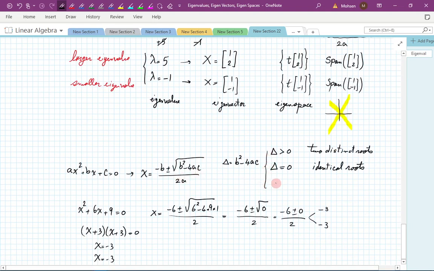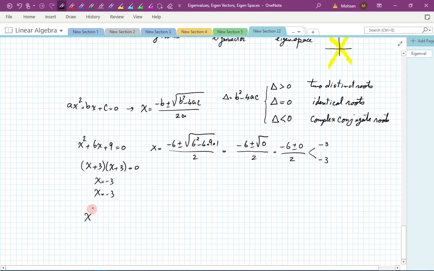Or what's the third situation? What if this was negative? Well, I will have a negative under the radical, I'll have complex numbers, and all of that is going to come in. So in this case, I'm going to get two complex conjugate roots. Let me remind you again from high school. Suppose I had x squared plus 6x plus 13 equal to 0.